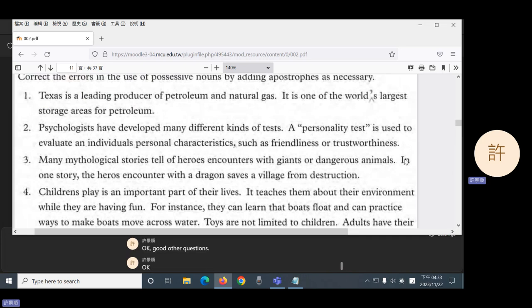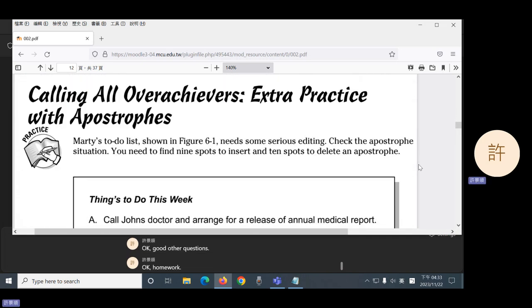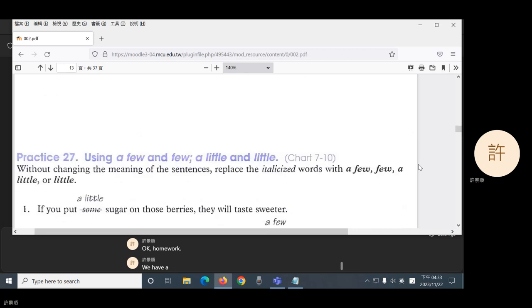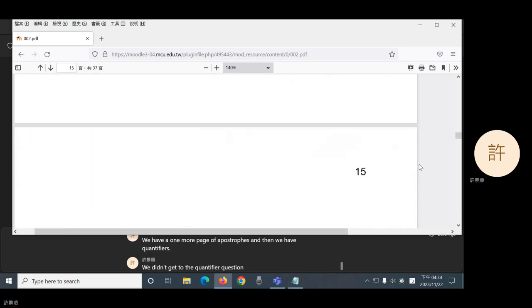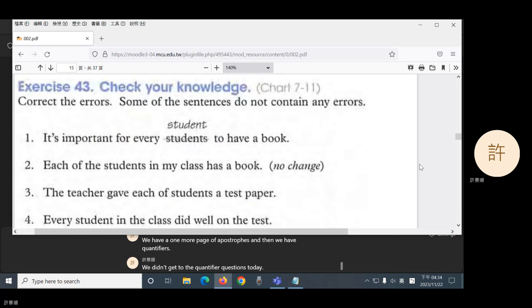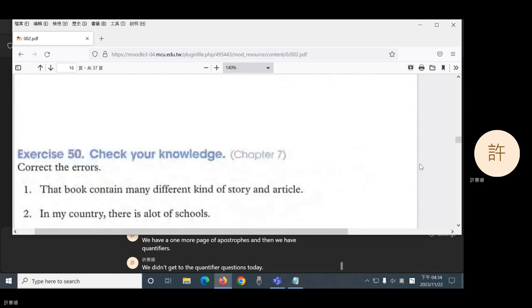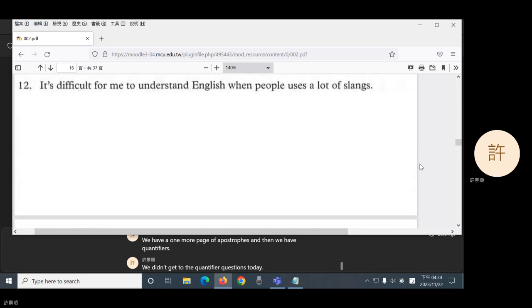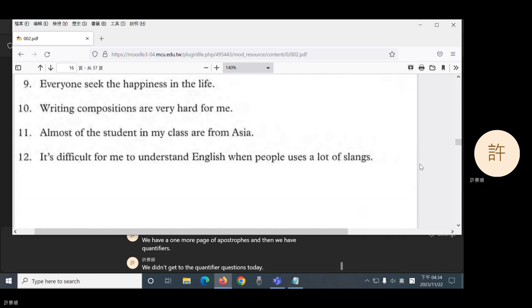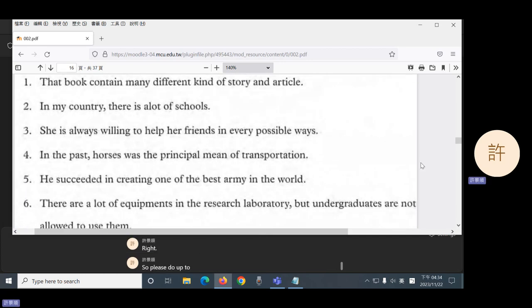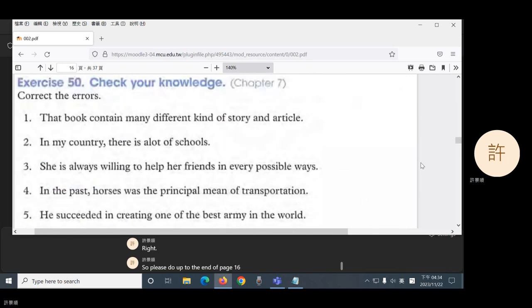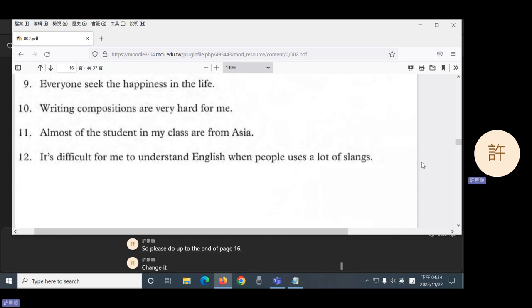Okay, homework. We have one more page of apostrophes, and then we have quantifiers. We didn't get to the quantifier questions today. Right, so please do up to the end of page 16. 请写到16页结束.